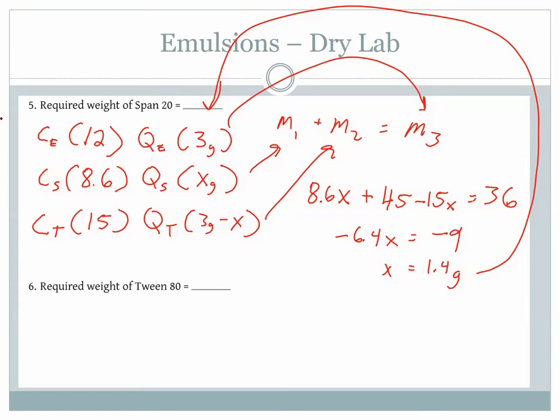So for the required weight of Tween 80, that's pretty straightforward, right? We said that's equal to 3 grams minus X. So what is 3 grams minus the 1.4 grams for the span, and you should get 1.6 grams for the weight of the Tween 80. Everyone okay with that? 1.4 grams of Span 20, 1.6 grams of Tween 80.